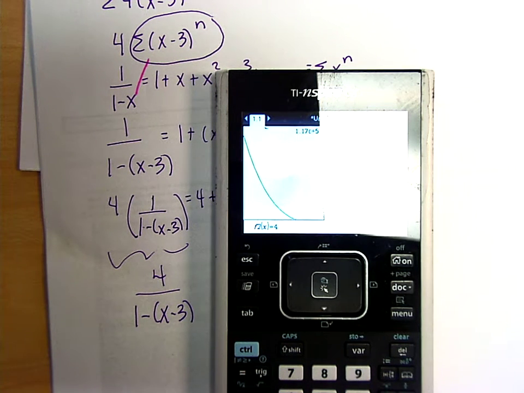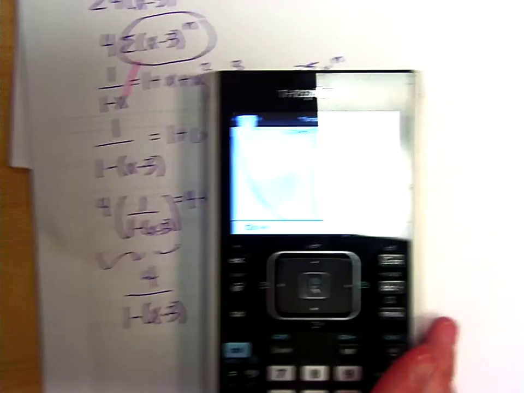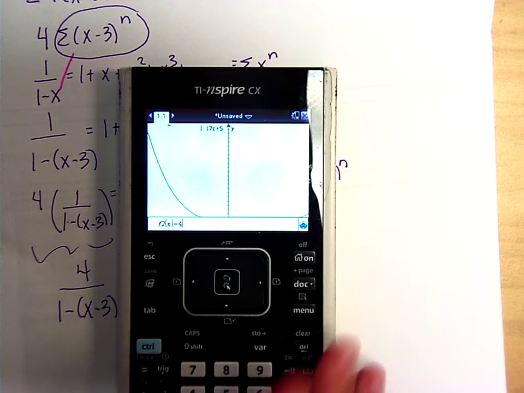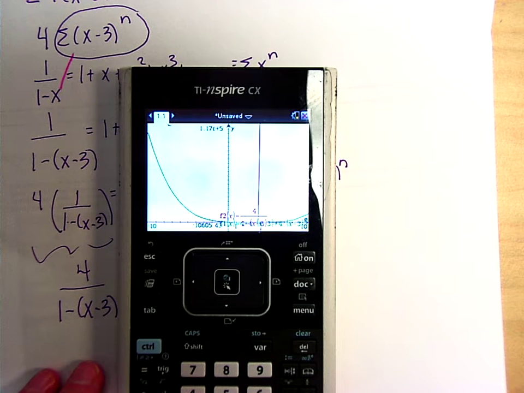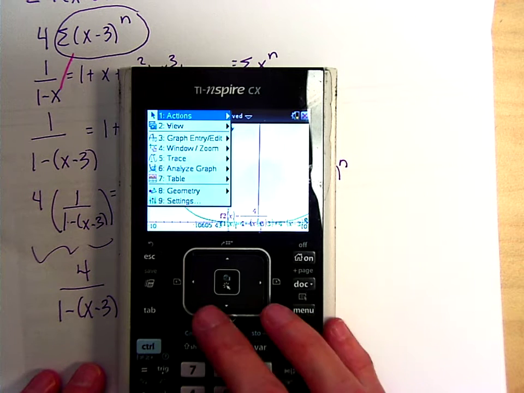Okay, I'm back. So I'm going to go ahead. We can see now. That's good. So I'm going to divide this by the quantity 1 minus the quantity x minus 3. And then I'm going to close both those parentheses. So I'm going to go ahead and graph that function as well.